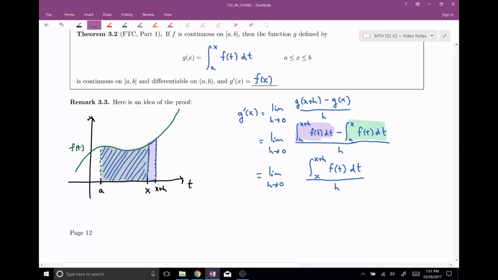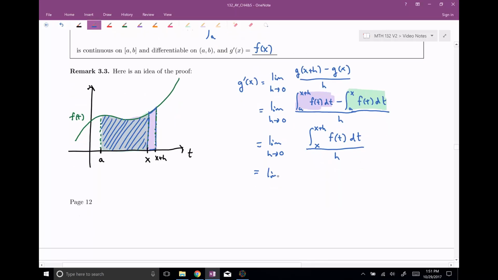And now here's where I'm going to use the idea of the proof and not kind of the formal proof. The idea here is that when h is very, very small, this is going to be pretty close to the area of a rectangle. And so I'm going to use the limit as h goes to 0. And the area of this rectangle, what is the width of this rectangle? The width is going to be h.